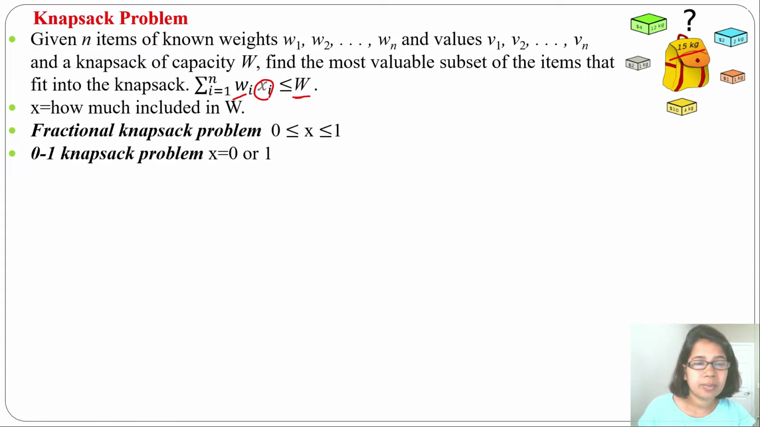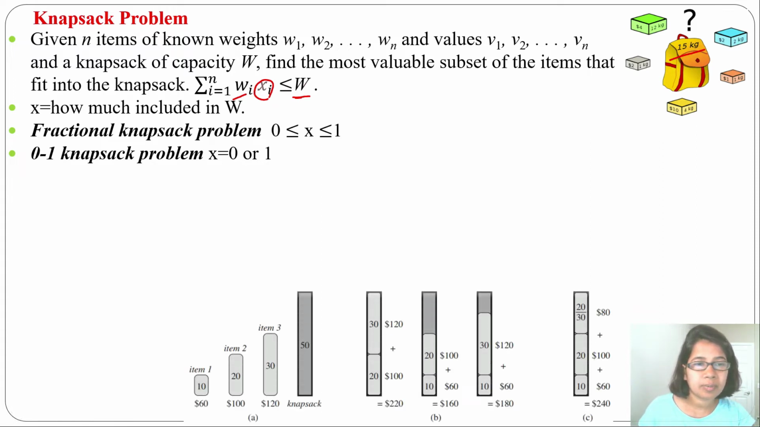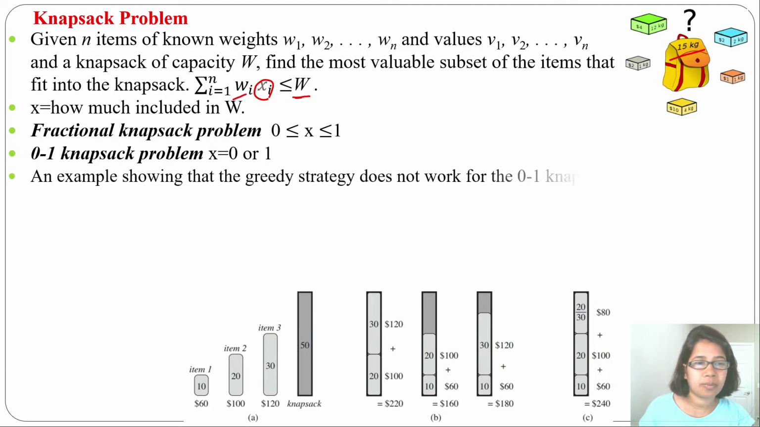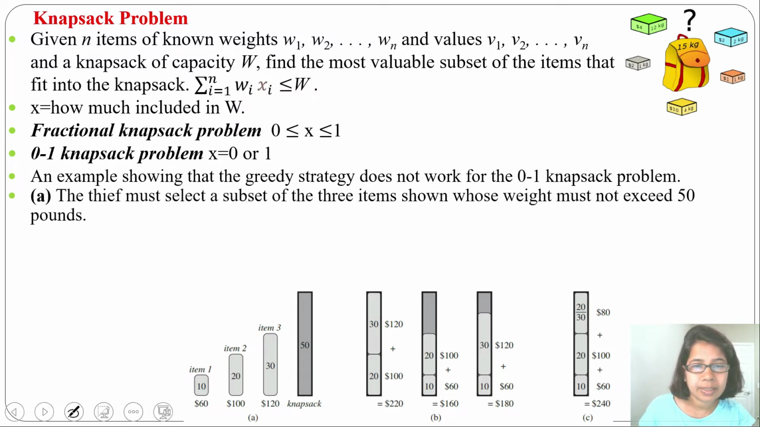Let's take an example of differentiating the 0-1 knapsack problem and the fractional knapsack problem. We have three items, item 1, item 2, item 3. Item 1's weight is 10 pounds and value is $60. Item 2's weight is 20 pounds and value is $100. Item 3's weight is 30 pounds and value is $120. The thief must select a subset of these three items that should not exceed 50 pounds. Here the knapsack capacity is 50 pounds.